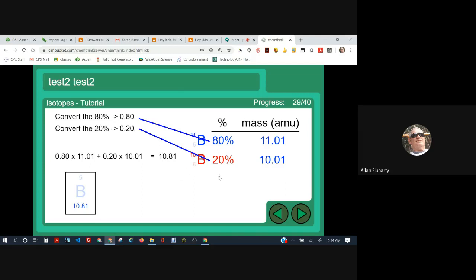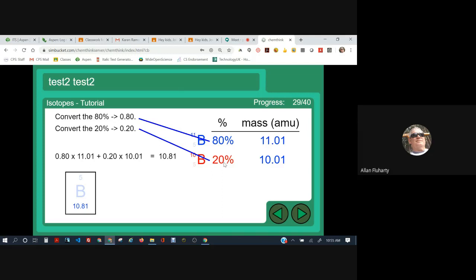You can also think of this as, instead of using percent, you could just take 100 atoms. Out of 100 atoms, how many will have a mass of 11? Well, 80 of them. So 80 of the atoms have a mass of 11. What's the total mass of the 80? You multiply 80 times 11.